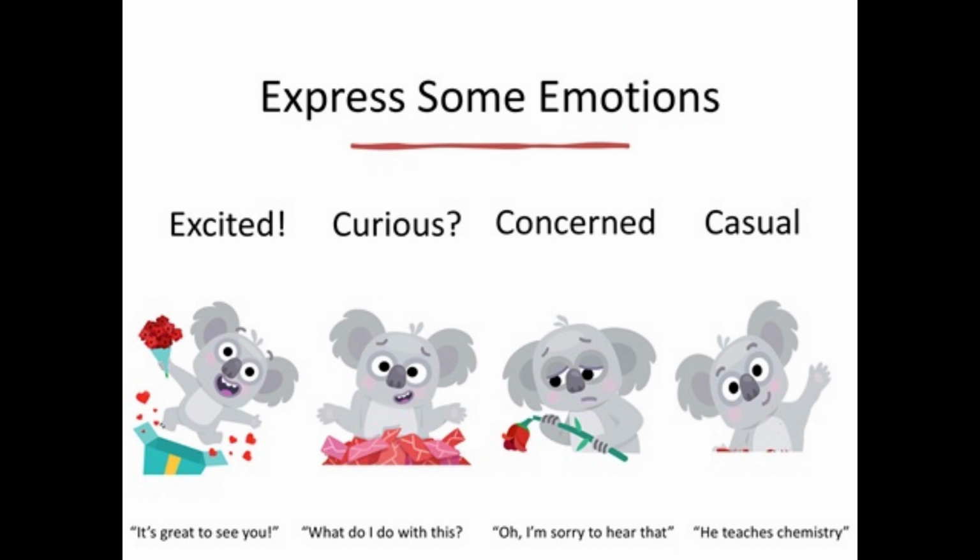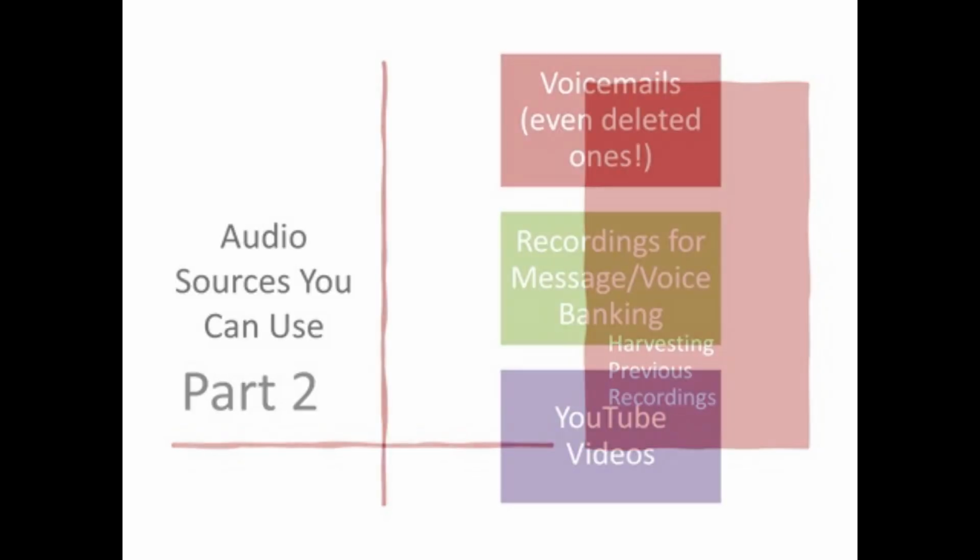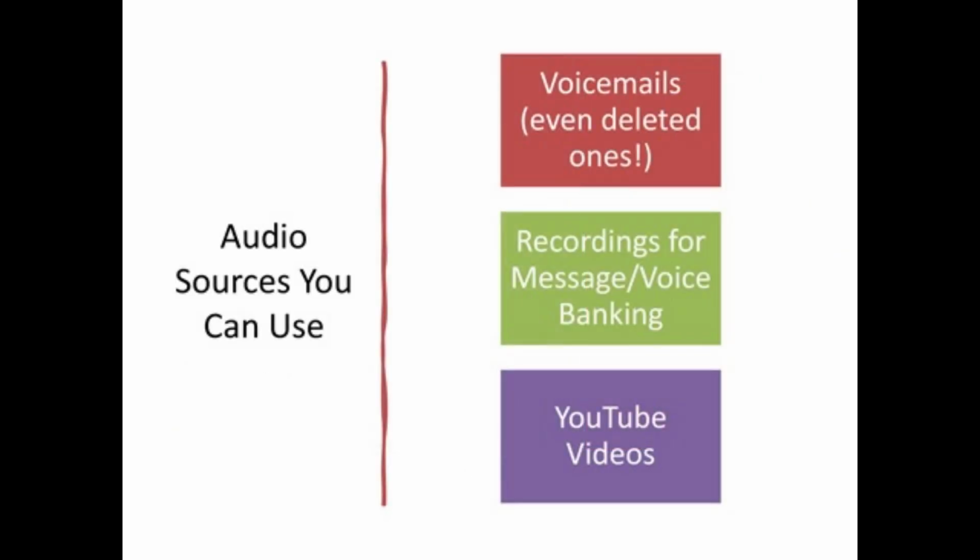If you're stuck, reading something aloud works. Just keep your tone a bit animated. Part 2. Harvesting old recordings. If your voice has already been affected, recordings created before your speech changed can be used. Let's explore where you might find them and how to obtain them.